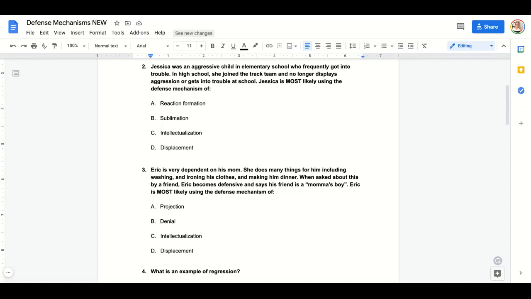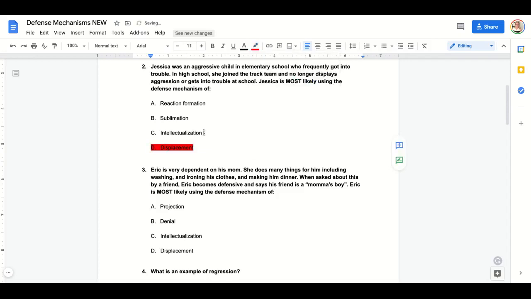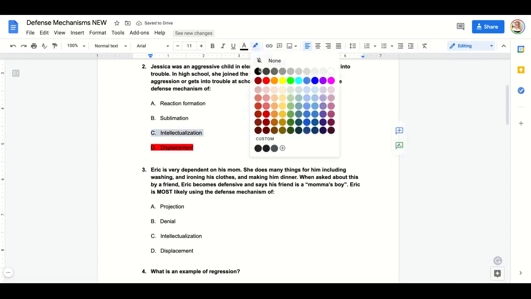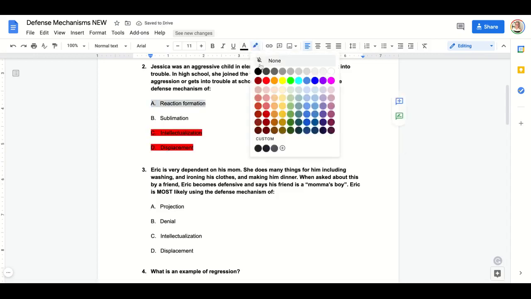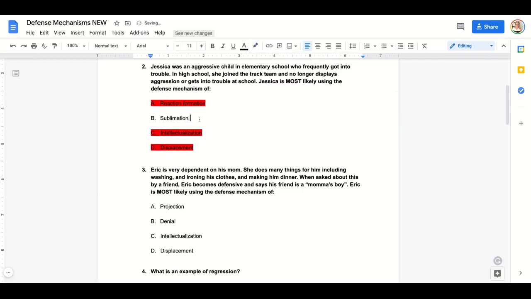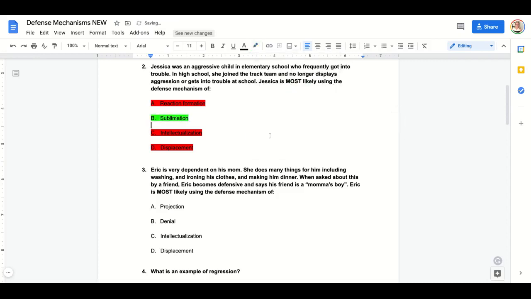She was getting into trouble, no longer having aggression since joining the track team. It's not displacement, no displacement of anger onto an object. Not finding out information about something. And not the opposite of what we're feeling on the inside. Sublimation, remember, is when we take these negative thoughts, feelings, or impulses and put them to use towards something positive, joining the track team.